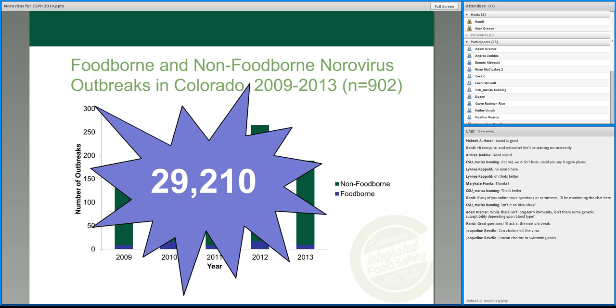And Adam Kramer is asking, while there isn't long-term immunity, isn't there some genetic susceptibility depending upon blood type? Okay, so for those of you who may not have heard, the question was, while there isn't long-term immunity to norovirus, is there some kind of correlation between blood type and susceptibility to norovirus? To be honest with you, I am not sure, but I would love to learn more about that. So if there's a link to an article or study about that, I would love to take a look at that. That's not something I know about.